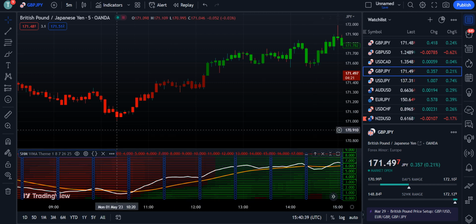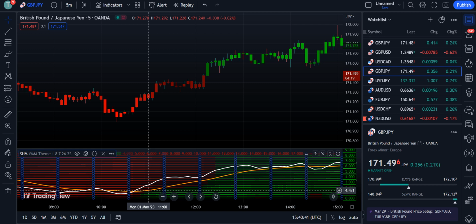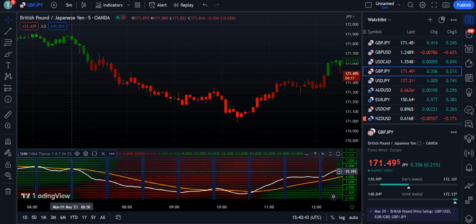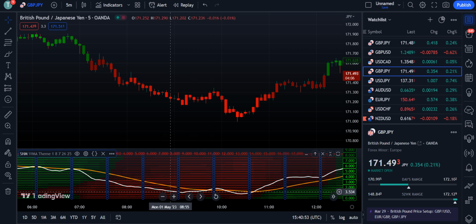Conversely, if this K line crosses this D line in the overbought level, then there will be a trend reversal and the market will enter into a sell signal, or the downtrend, or the bearish trend. So this is all about the Stochastic Heat Map indicator.